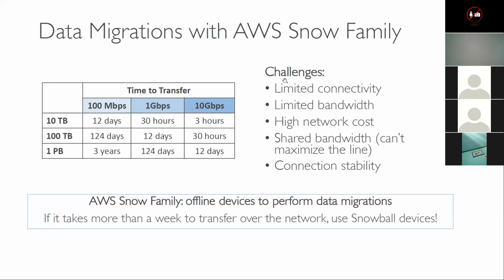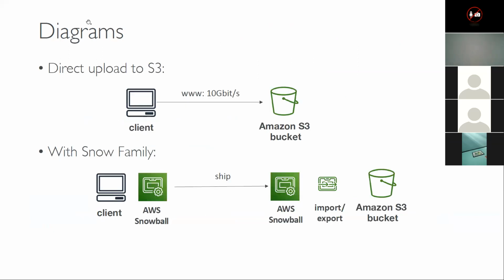So ito yung mga problem, ito yung challenges. Limited connectivity, usually 100 megabit lang. Limited bandwidth, high network cost. Pag nag 10 gig, ang mahal naman. Gusto mo mabilis, mahal yun. Connection stability, during upload ng 12 days na disconnect, tapos re-upload din naman. Aabutin ka ng 3 years kung 100 megabit lang yan. So ito yung diagram, direct upload. Sa browser mo, upload mo lang siya if you have 10 gigabit connection.